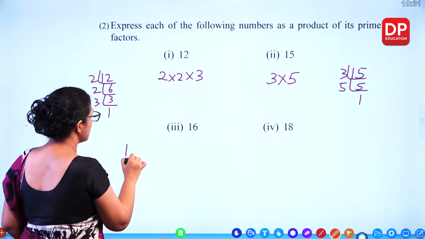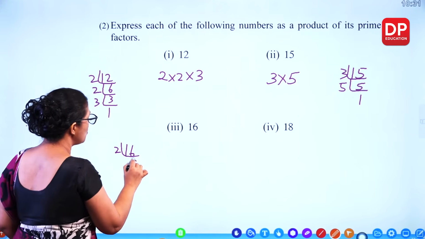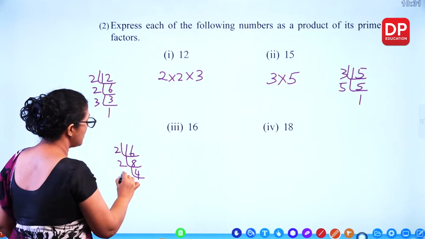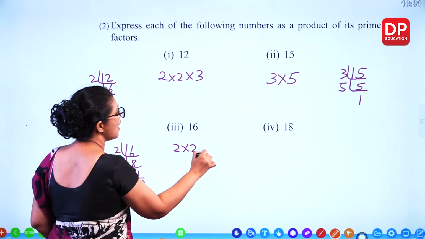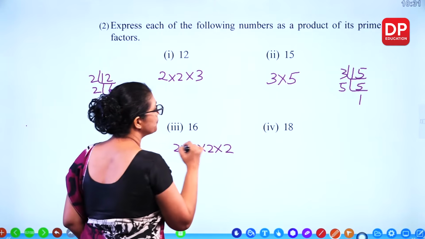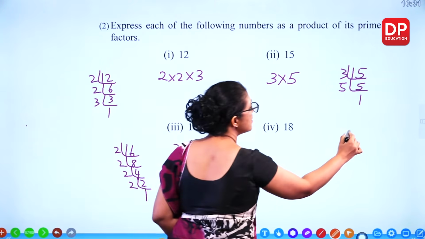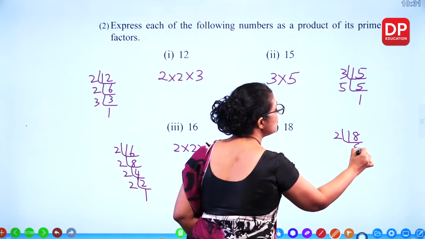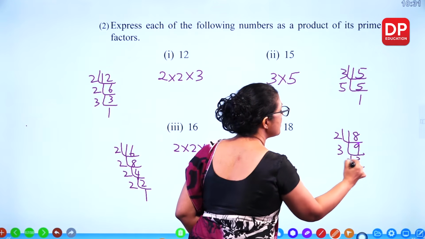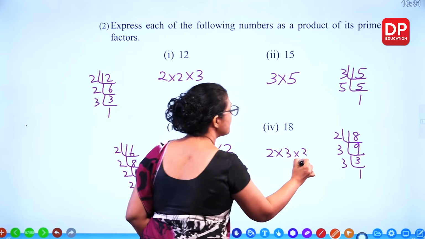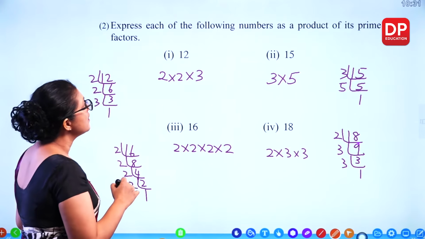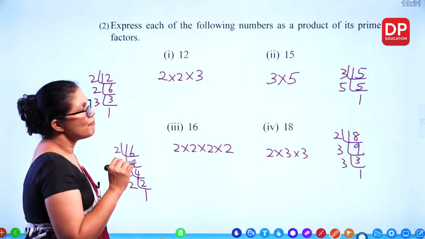16. Can divide by 2. 2 again. 2 again and 2. 2 times 2 times 2 times 2. 18. You can divide by 2 and 3 and 3. So 2 times 3 and 3. So those are the prime factors.